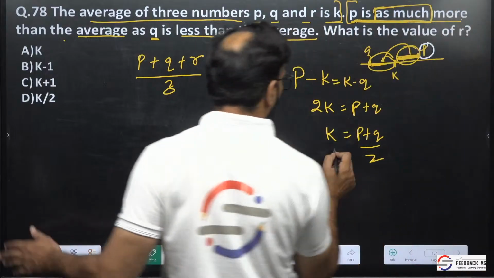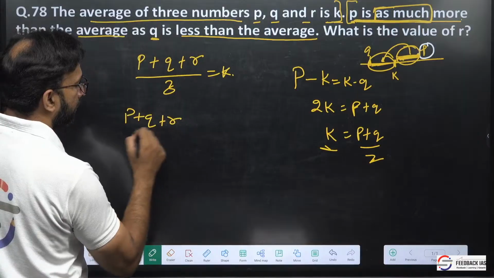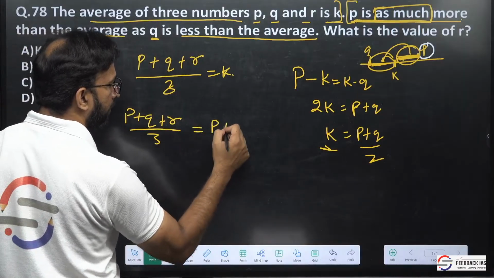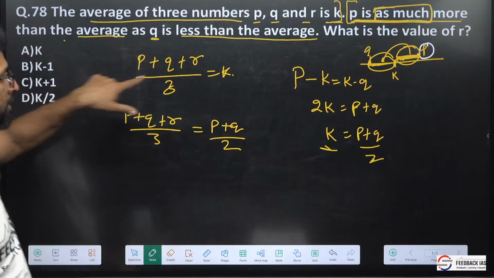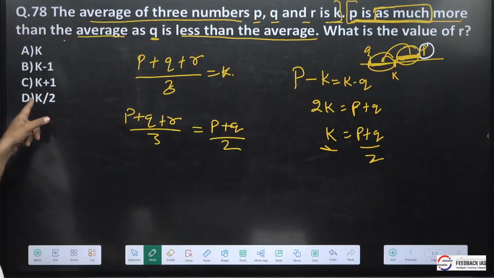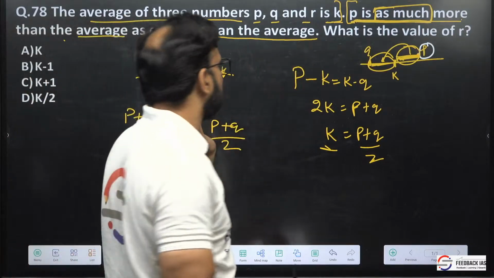Now we will put this value of K here. So (P plus Q plus R) divided by 3 is equal to (P plus Q) divided by 2. We have to identify the relationship between R and K. This you can interpret or infer from the question itself, right?